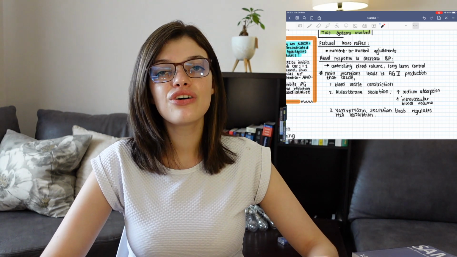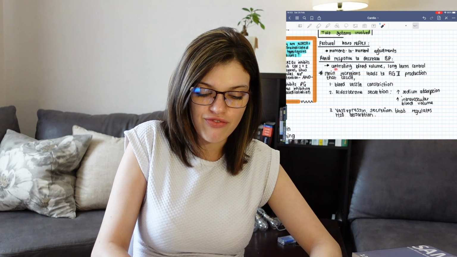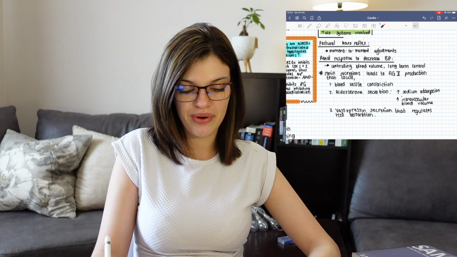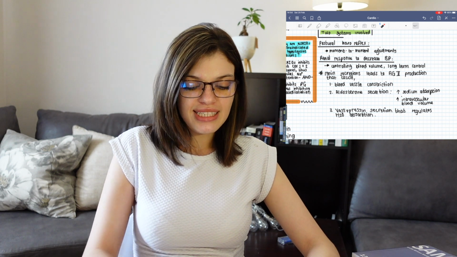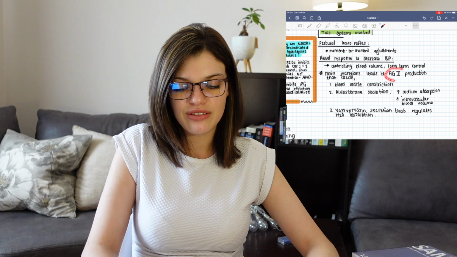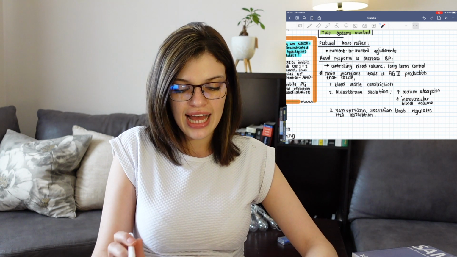Now the kidneys are important in controlling the blood volume and also the long-term control of blood pressure. So basically renin is going to be secreted. It's going to eventually lead to angiotensin II production, and this is going to cause three things to happen. Let's quickly look at the diagram. It's just going to make the explanation easier.